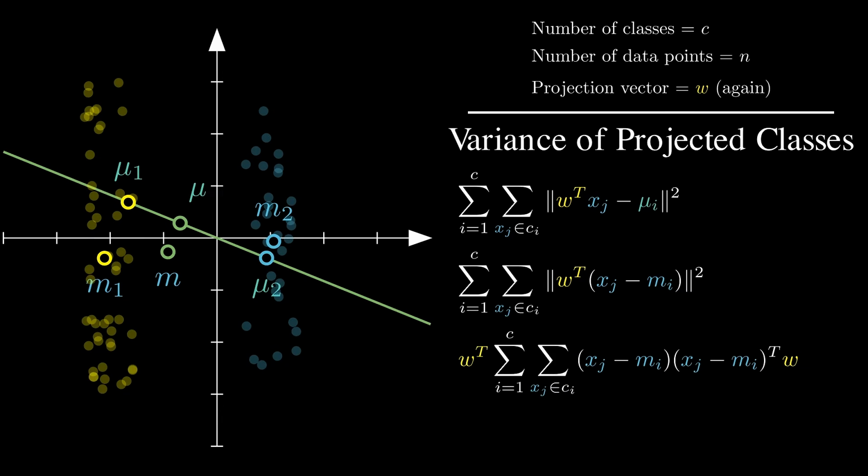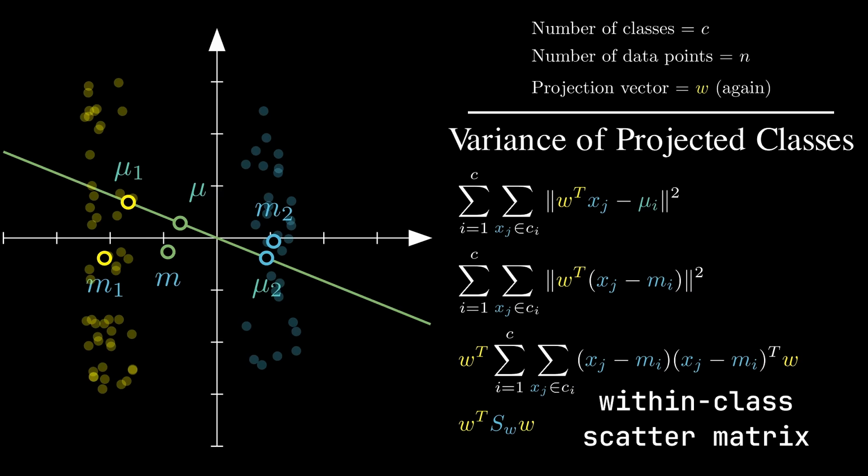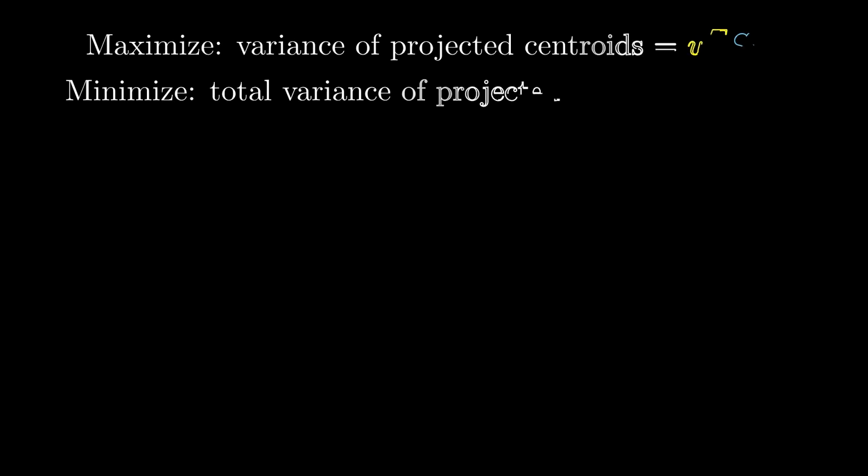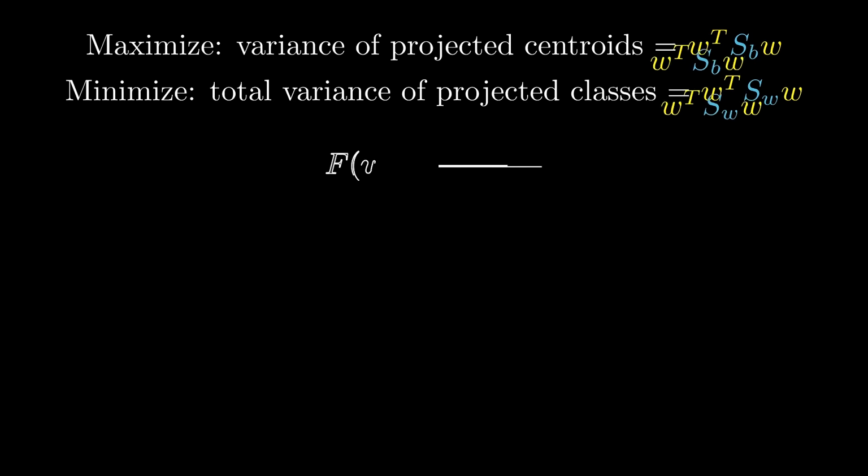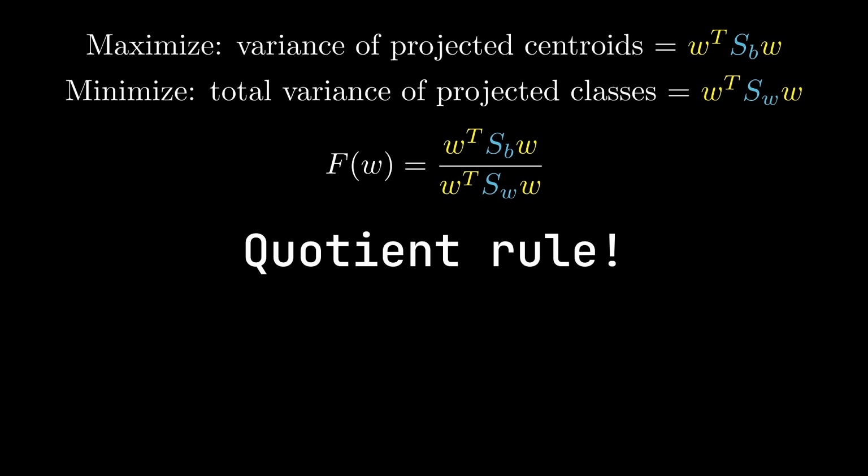At the end, this gives us the within-class scatter matrix, since we compare each point with its own class mean instead of the overall mean like before. So, since we want to maximize this first expression and minimize the second one, it makes sense to find the maximum of this fraction. To do that, we use something I never thought I'd see here, the quotient rule.